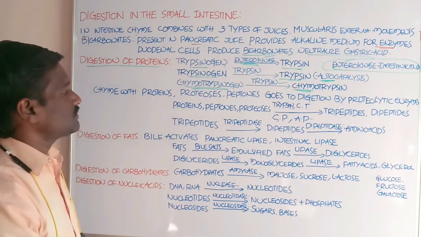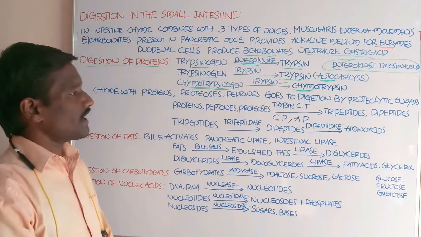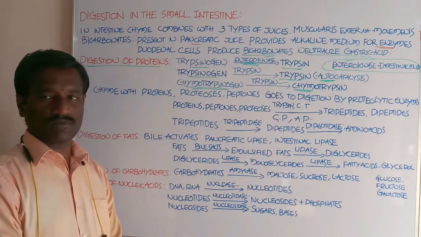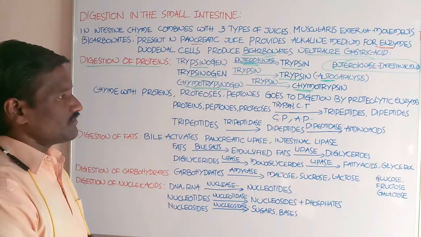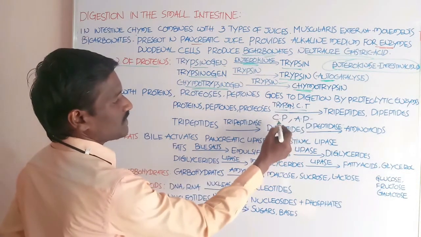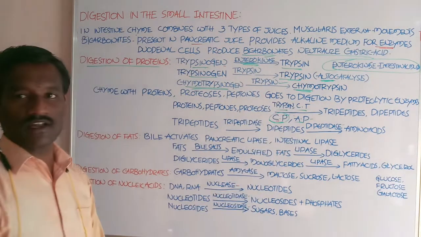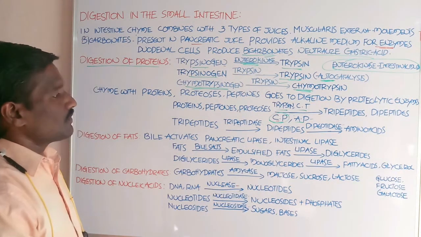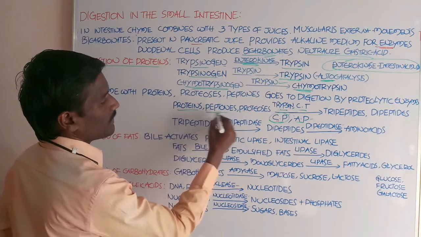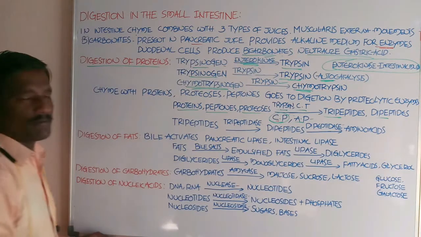Okay students, now the chyme with the proteins and proteoses goes to digestion with the help of proteolytic enzymes. These are trypsin, chymotrypsin, carboxypeptidase, and aminopeptidase. Carboxypeptidase is present in pancreatic juice. These enzymes act on the proteins, peptones, and proteoses and convert them into tripeptides and dipeptides.